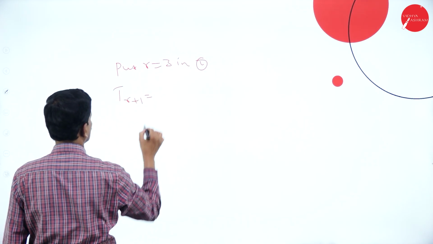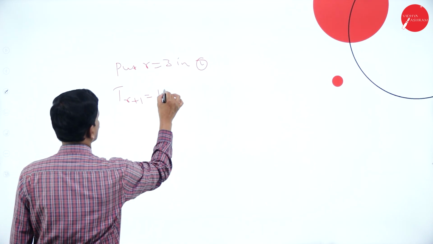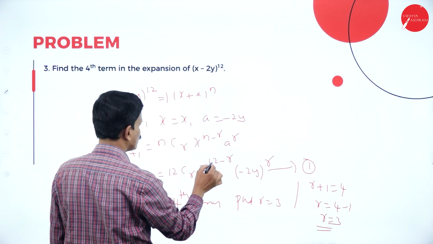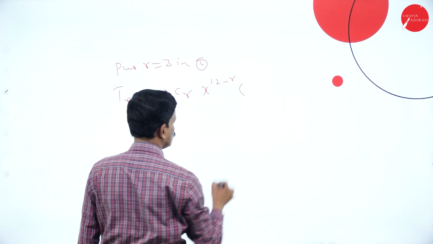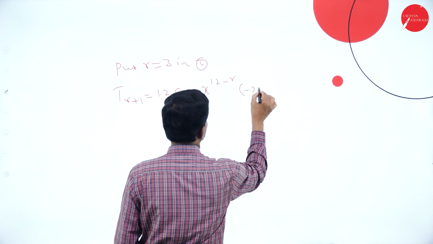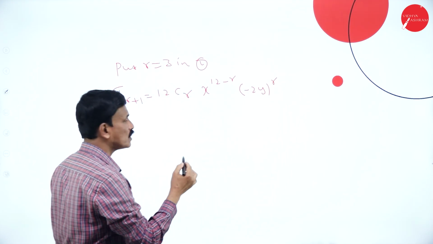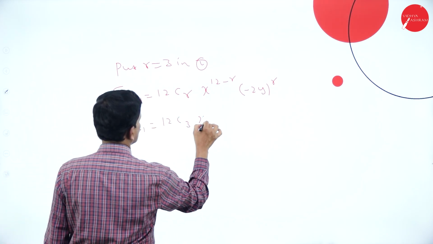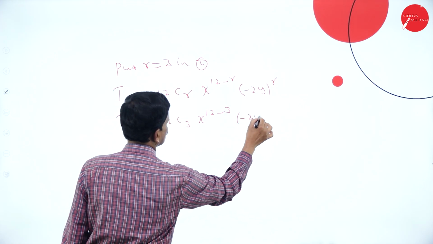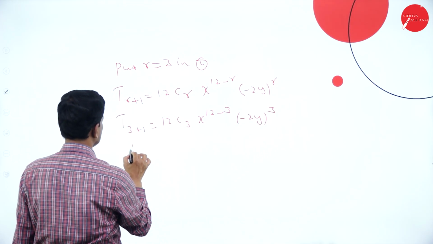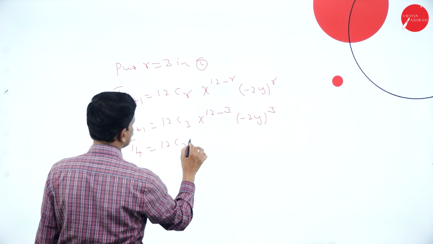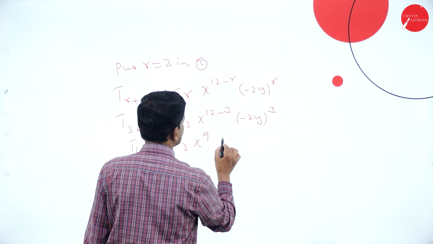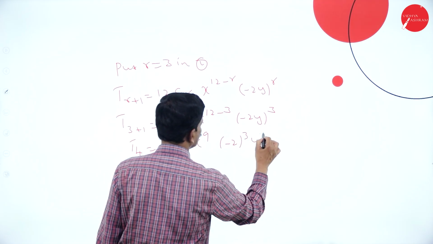So, T(r+1) is equal to 12Cr x to the power of 12 minus r into (−2y) to the power of r. Now, put r is equal to 3, then we get T(3+1) is equal to 12C3 x to the power of 12 minus 3 into (−2y) to the power of 3. So, T4 is equal to 12C3 x to the power of 12 minus 3. 12 minus 3 is 9, and this is (−2) whole cube into y cube.